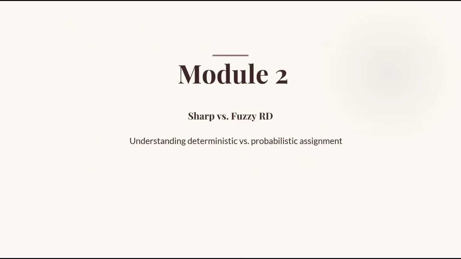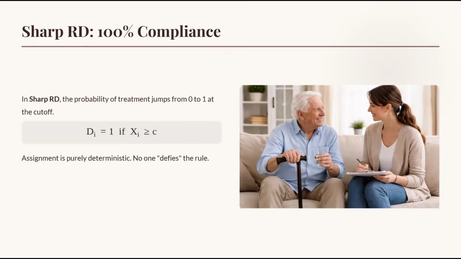Then we have Module 2, sharp versus fuzzy RD. This module explores the mechanics of how treatment is assigned, understanding deterministic versus probabilistic assignment. Sharp RD, 100% compliance. In a sharp design, the probability of treatment jumps from exactly 0 to 1 at the cutoff. Assignment is purely deterministic, no one defies the rule.